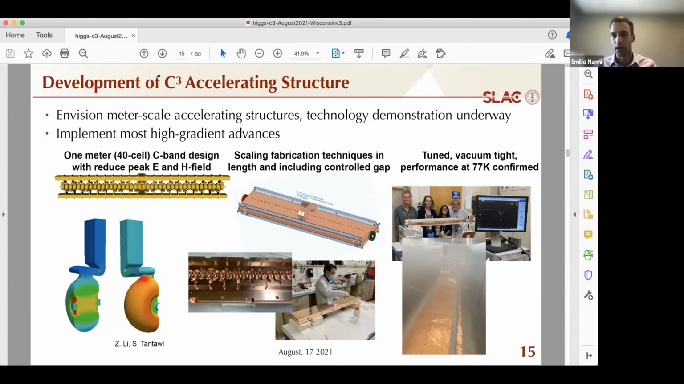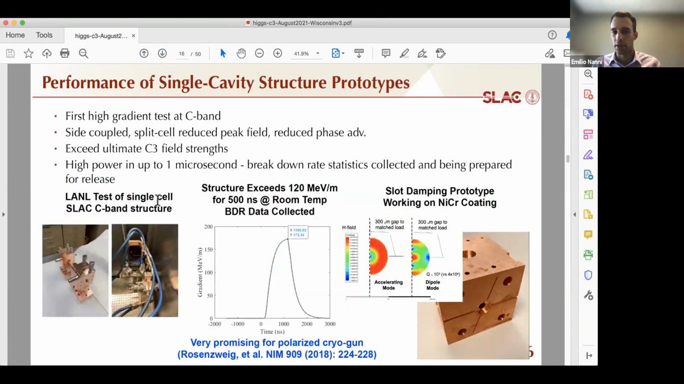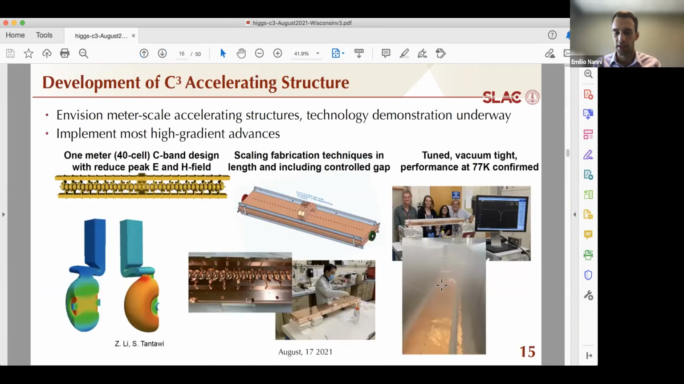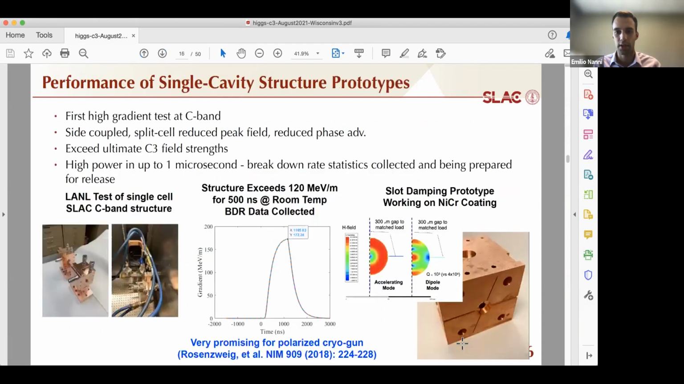We've now tuned our first meter long prototype. And just in the last few days, we actually tested its performance with low power while the structure was immersed in liquid nitrogen. And that's what you're seeing in this photograph here. And it did great. We also have some smaller scale structures that we're using to test at high power at the moment. Maybe I should comment that this has been tested at low power, and we have plans to test it at high power with our collaborators at Radiabeam, which is based out of Los Angeles or Santa Monica.